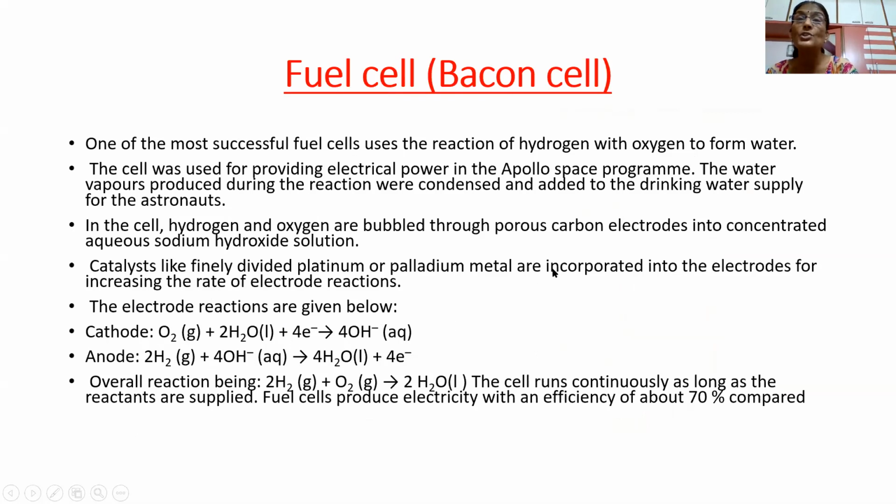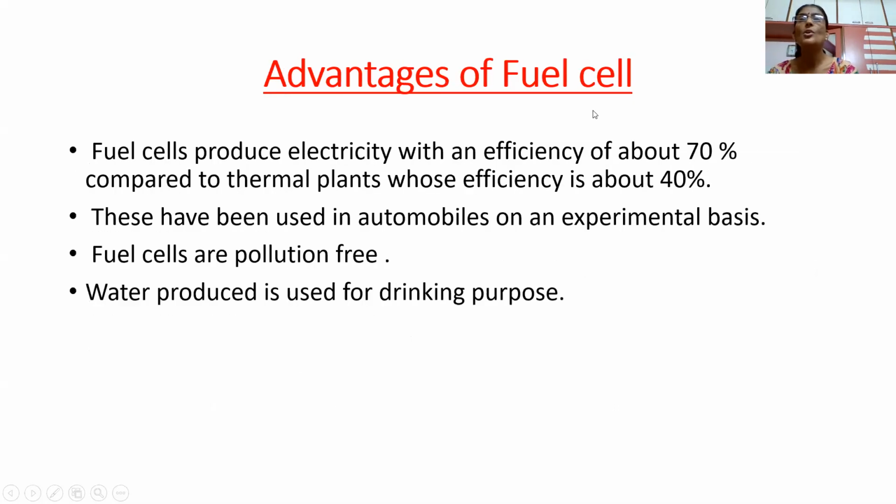Now instead of hydrogen, we can also take methane. We can also use ethane. We can use methanol. Any organic compound we can burn in presence of oxygen, then a fuel cell is there. Okay. So what is a fuel cell? A fuel cell converts chemical energy into electrical energy in one step. These are the advantages of fuel cell.